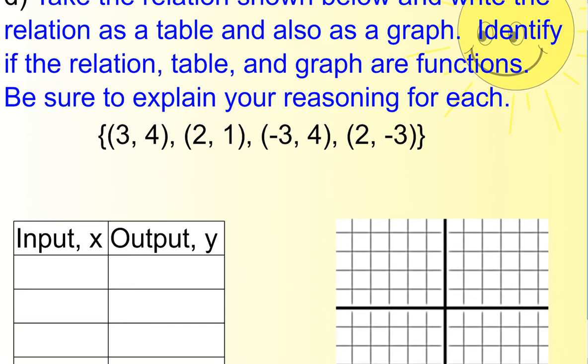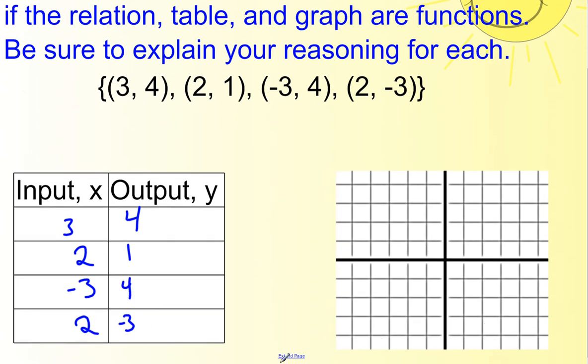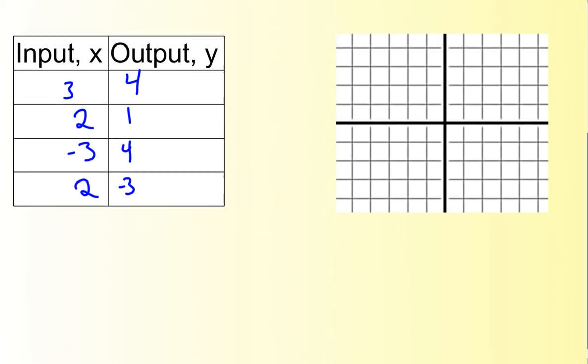Alright, so let's see. So we're going to take our data. So input of 3, output of 4, 2, 1, -3, 4, 2, -3. Okay, so let's see. Based on just this, is this a function? Let's see. 3 goes to 4. 2 goes to 1. So 2's going to 1, but 2's also going to -3. So at that point right there, this input has two different outputs. So based off the table, I'd say this is not a function.